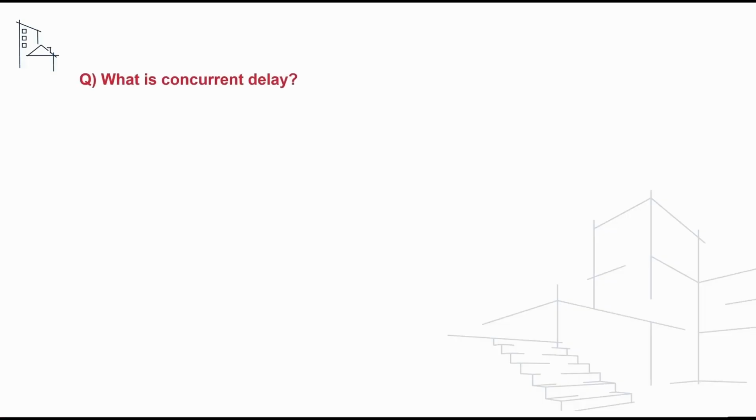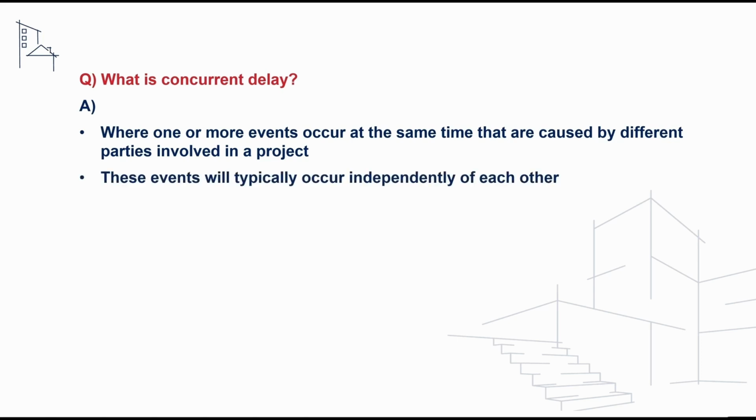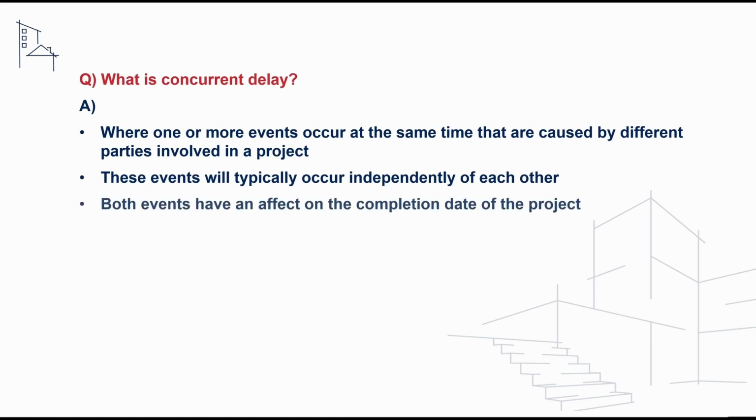And the first question we'll take a look at under this competency is, what is concurrent delay? And to address this, we can say that concurrent delay is where one or more events occur at the same time that are caused by different parties. These events occur independently of each other, and both events have an effect on the completion date of the project. Concurrent delay can create issues, as it can be very difficult to determine whether the delay should allow the contractor to be granted an extension of time or whether they should be penalised through liquidated damages.